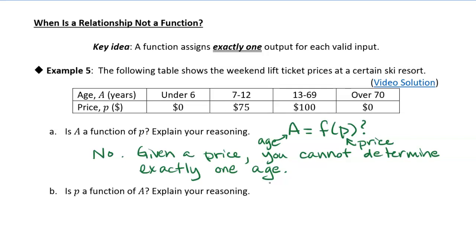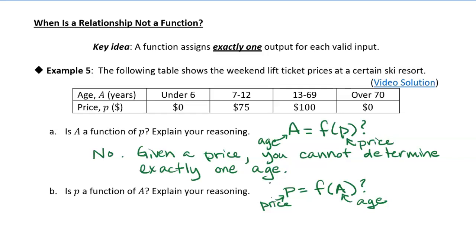All right. The next question, is P a function of A? So again, let's write that out in mathematical notation. P = f(A)? Question mark, because that's the question we're being asked. Right now, the input is age, right, and the output is price. Okay, so this is asking, is price a function of age? Right? If I give you an age, can you tell me exactly one price?